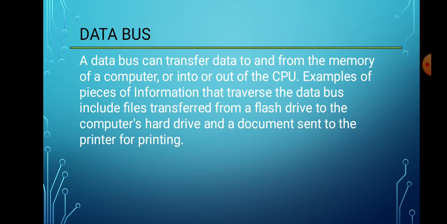Data bus. A data bus can transfer data to and from the memory of a computer or into or out of the CPU. Examples of pieces of information that traverse the data bus include files transferred from a flash drive to the computer's hard drive and a document sent to the printer for printing.